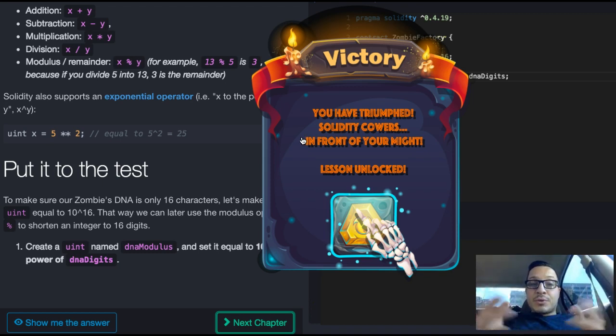It's very similar to other languages. We got plus, minus, times, division, and then modulus, which will give us the remainder. That is pretty much it for this lesson.